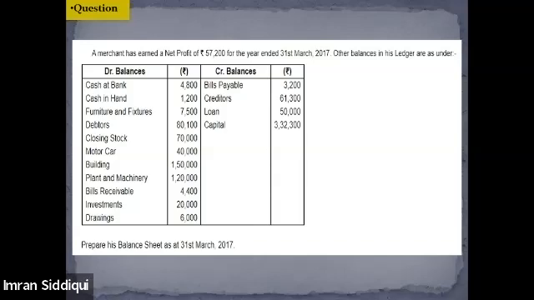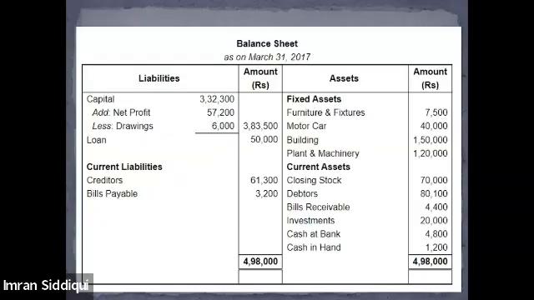All right, everyone. So let's move to the next question. This, by the way, is the correct answer for this question. This is the balance sheet that you were supposed to prepare, and the balance on both the sides should be equal to 4,98,000, which I'm sure all of you must have got.